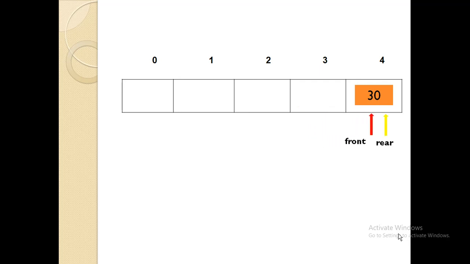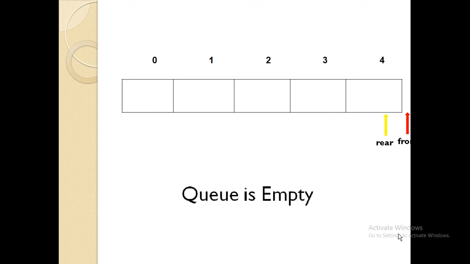Now at the time of the last deletion, the front pointer is one more position ahead than the rear pointer. So this is one of the conditions that the queue is empty. All the elements are deleted. If you try to do one more deletion, you will get a message that the queue is empty.